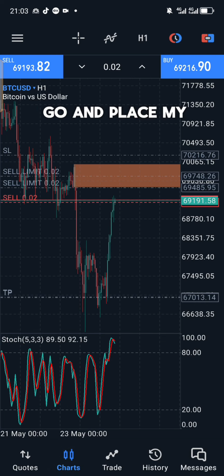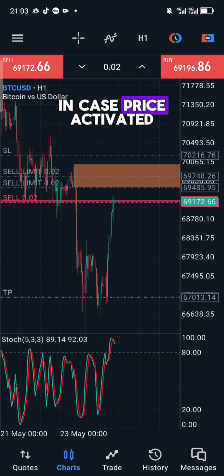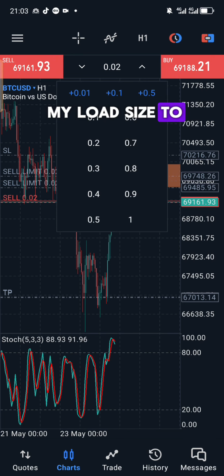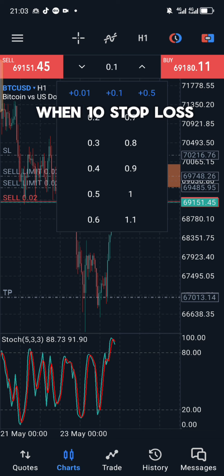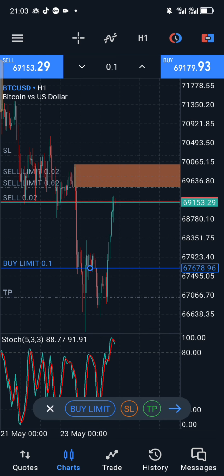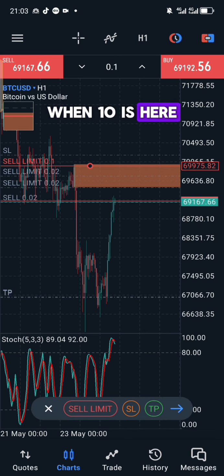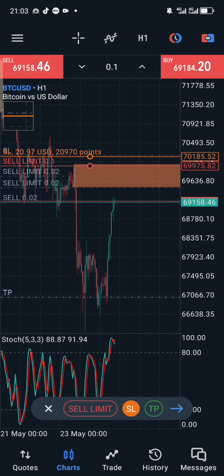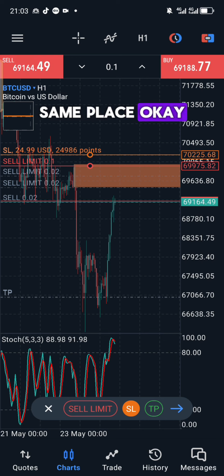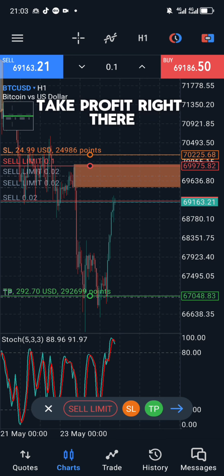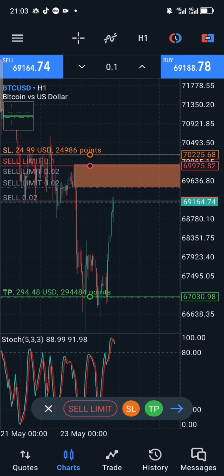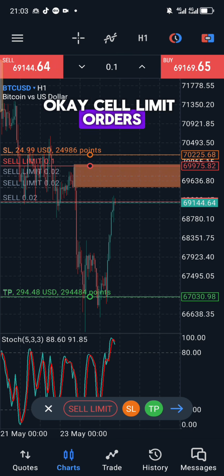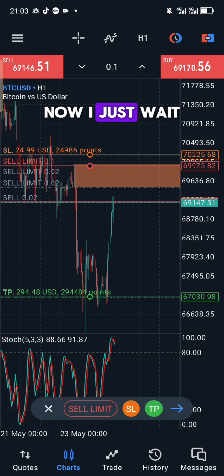Now I have to go and place my last order. My last order will be big, because in case price activates it, let me just increase my lot size to 0.10. My stop loss is just here. Same place. Take profit right there. Sell limit orders all set. Now I just wait.